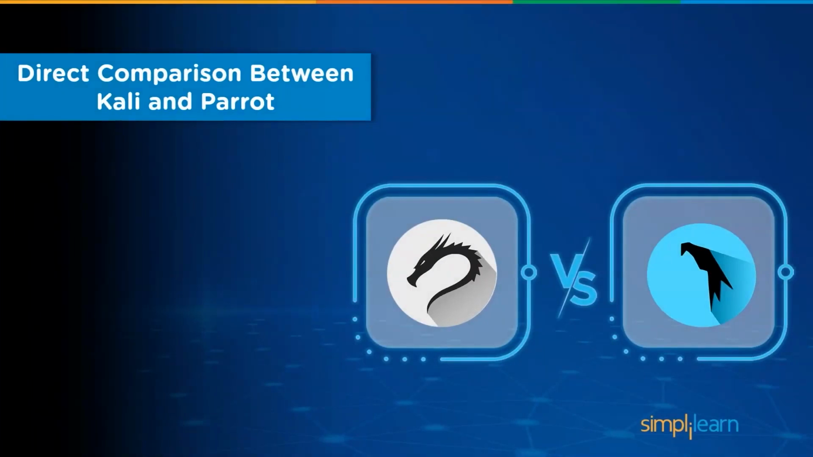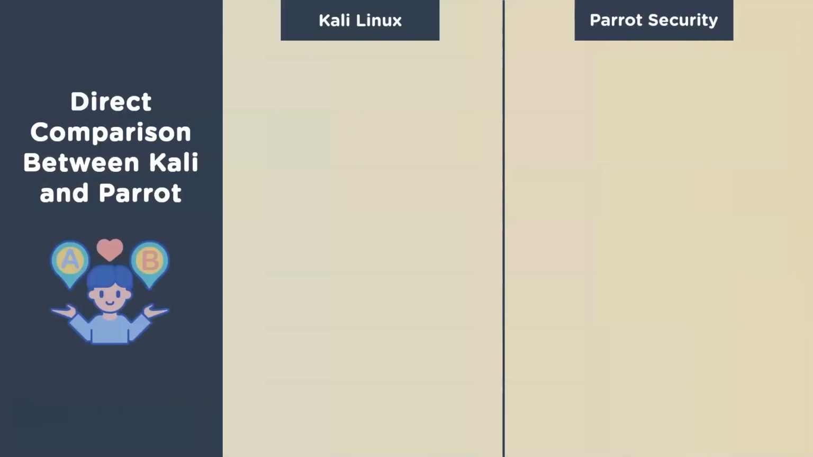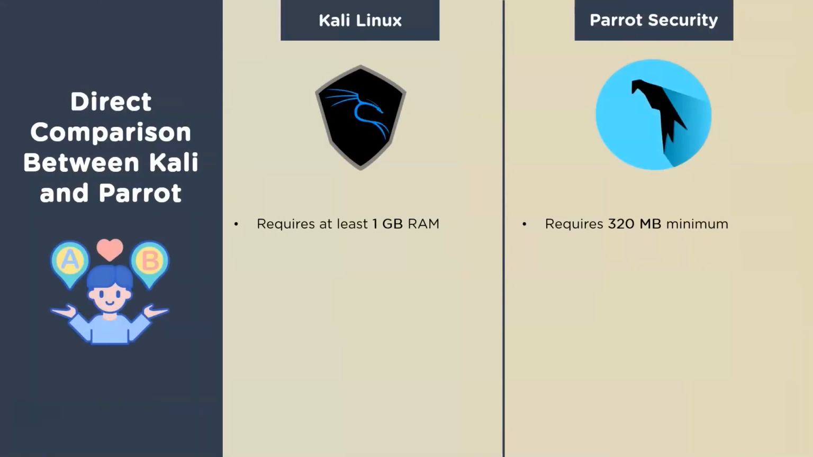Features are great, but what about performance? Real-world metrics. Let us compare both these operating systems directly with respect to their hardware specifications and usability. In the end, we can decide on what distribution is fit for each type of user. For our first point of comparison, let's take a look at the RAM required.